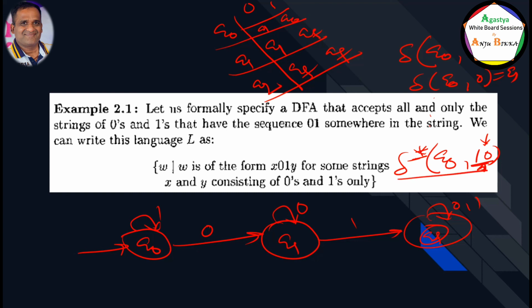Delta star of Q0 on 10: first Q0 on 1 goes to Q0, and then Q0 on 0 goes to Q1. This is Q1. Like that, this is the way we define the finite state machine.